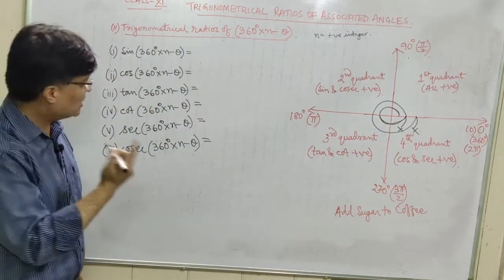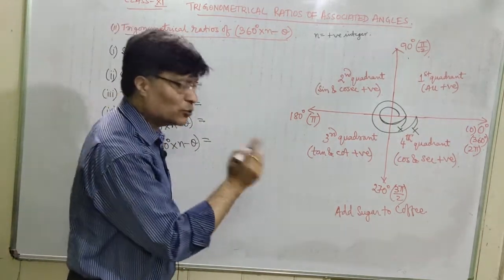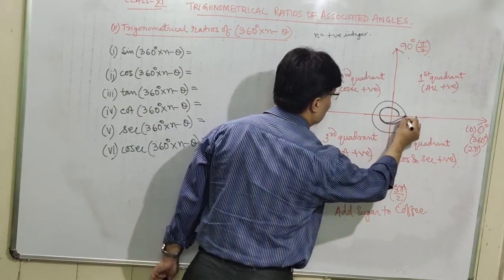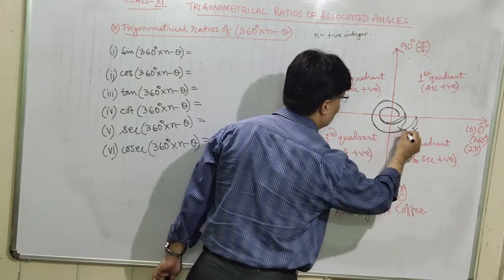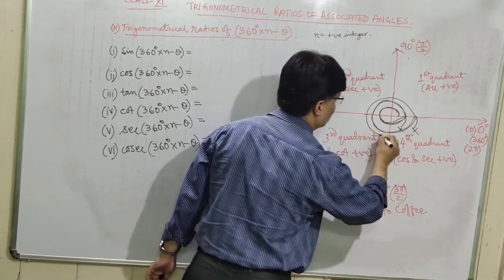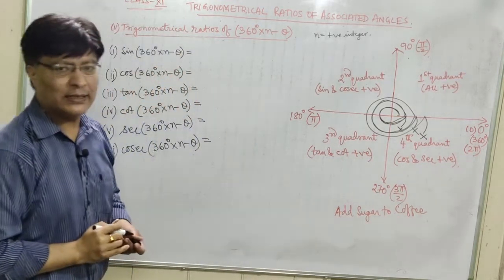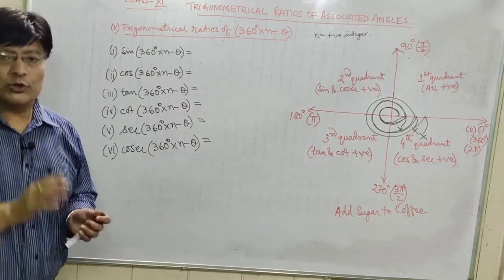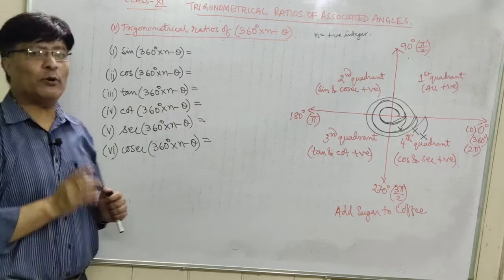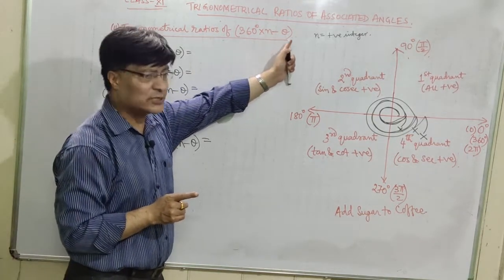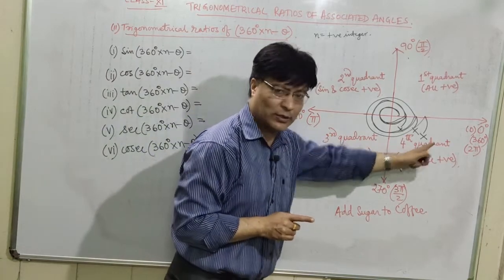Similarly, 360 into 3. 360 into 1, 1 round. 360 into 2, 2 round. 360 into 3, 3 round. And minus theta always lies in which quadrant? In the fourth quadrant. So whatever may be the positive integral values of n, 360 into n minus theta always lies in the fourth quadrant.